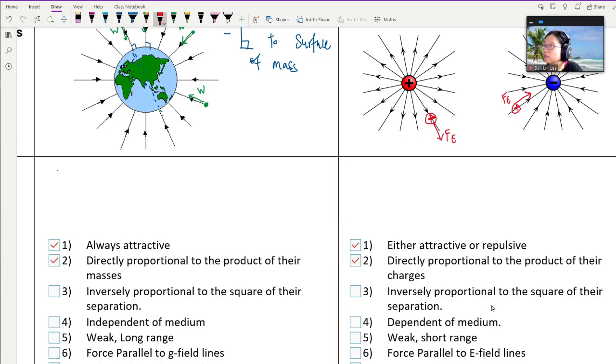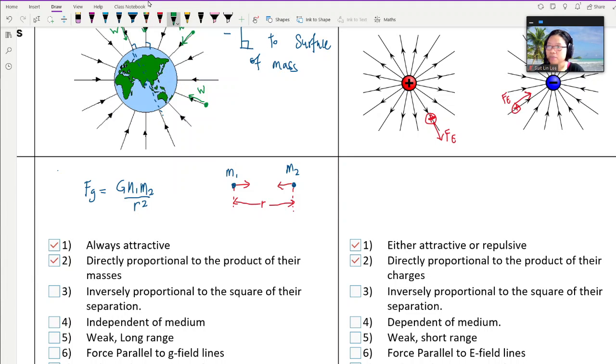So I'm just going to write out the equation to remind ourselves. Your gravitational force Fg is G m1 m2 over r squared. So let's say you have a mass m1 and a mass m2, and they are attracted to each other because gravity is always attractive, and their separation is r. This is Newton's law of gravitation.